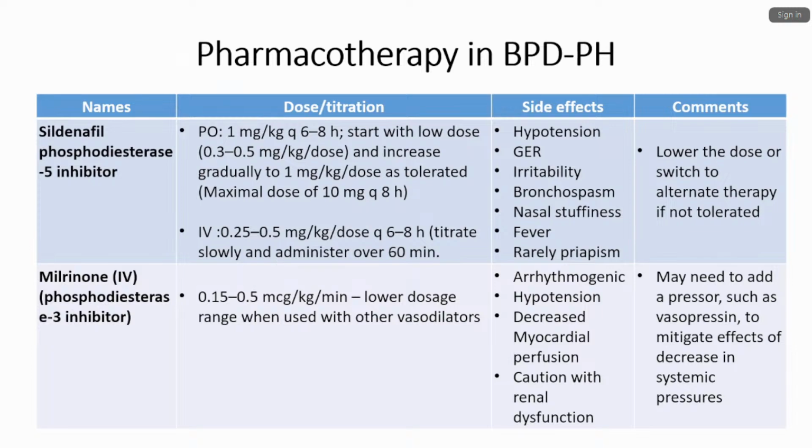Then second is milrinone IV, a phosphodiesterase 3 inhibitor. The dose is 0.15 to 0.5 microgram per kg per minute. Use a lower dosage range when used with other vasodilators. Side effects are arrhythmogenicity, hypotension, decreased myocardial perfusion, caution with renal dysfunction, and may need to add a pressor such as vasopressin to mitigate the decrease in systemic pressures.